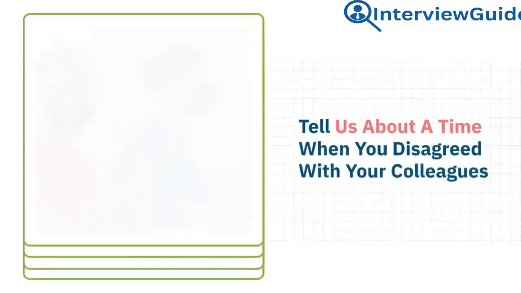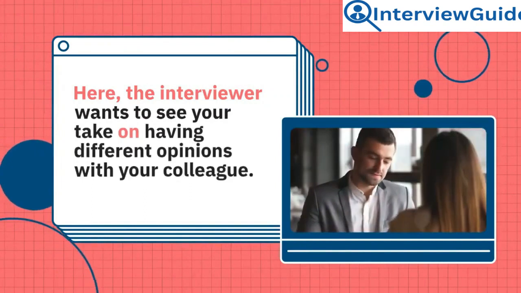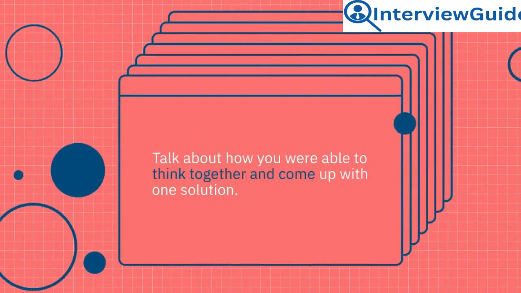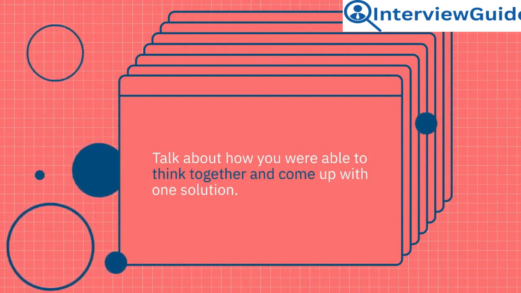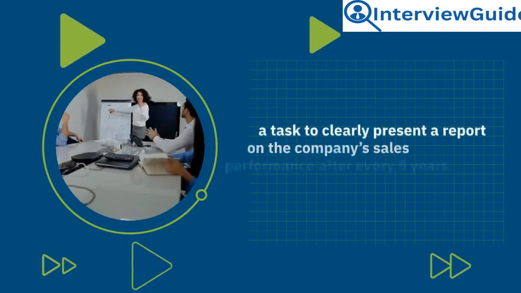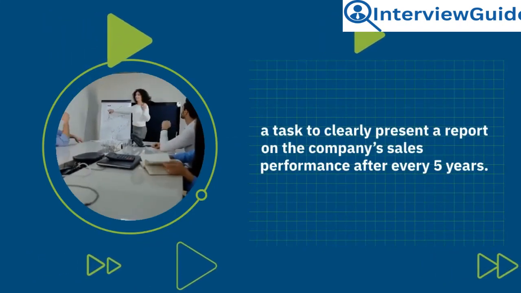13. Tell us about a time when you disagreed with your colleagues. Here, the interviewer wants to see your take on having different opinions with your colleague. Talk about how you were able to think together and come up with one solution. Sample answer. In my previous job, the management gave us a task to clearly present a report on the company's sales performance after every 5 years.